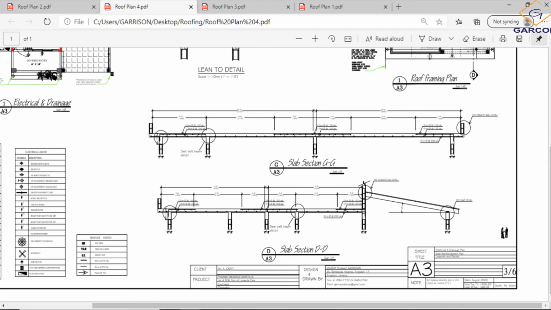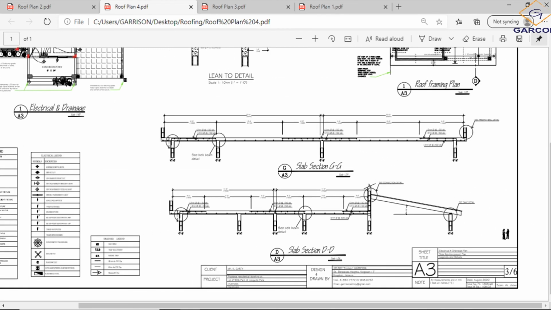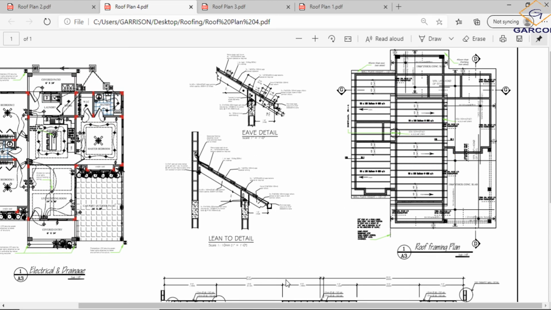This looks like Mr. Carty's drawing. Let me see. Yeah, Carty. Let me try to open up the file so I can show you what it looks like in real life. So what the roof here would look like in real life.